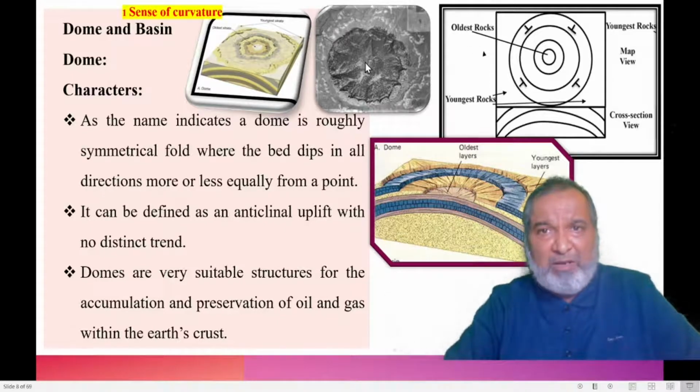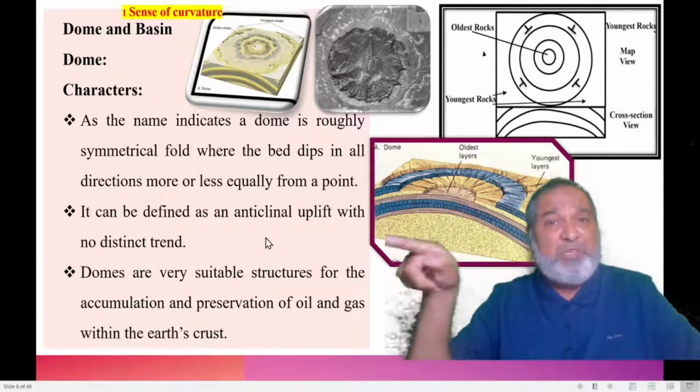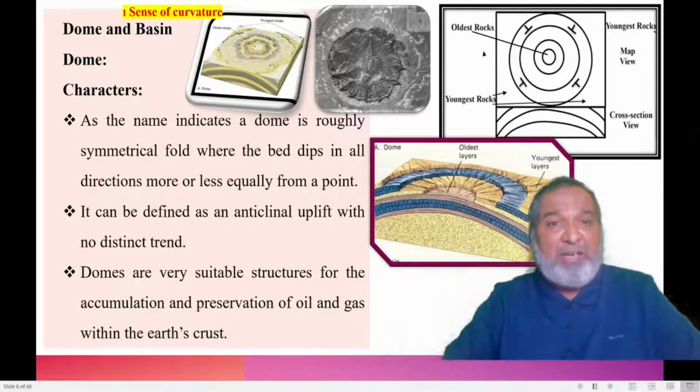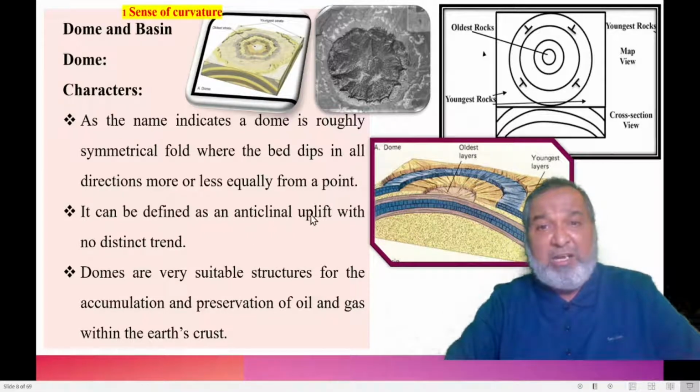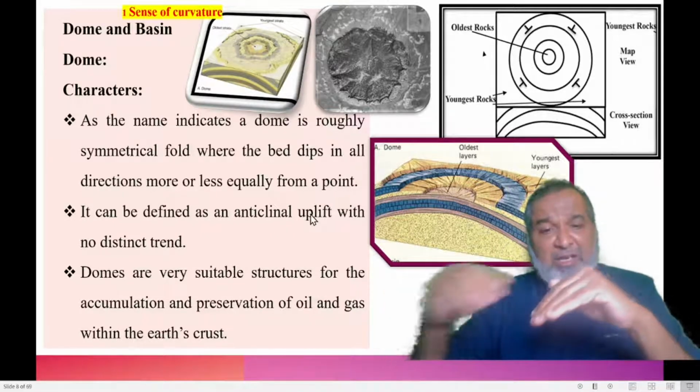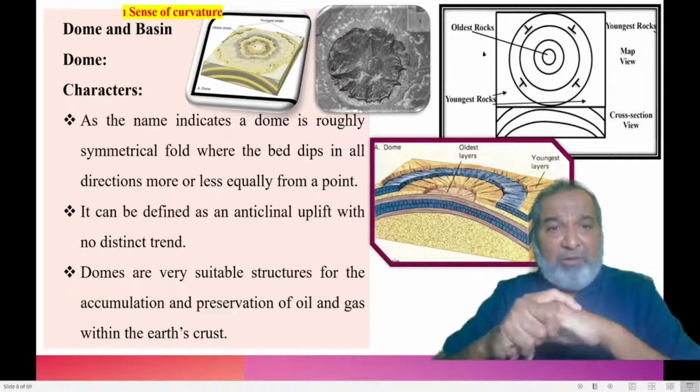So the same one from the top, the highest point will be here and sloping in all different directions. A dome indicates a roughly symmetrical fold where beds dip in all directions, more or less from a point. From a point they are dipping towards the periphery. That is a dome. It can be defined as an anticlinal uplift. Whatever we have as an anticline, it is called an anticlinal uplift.